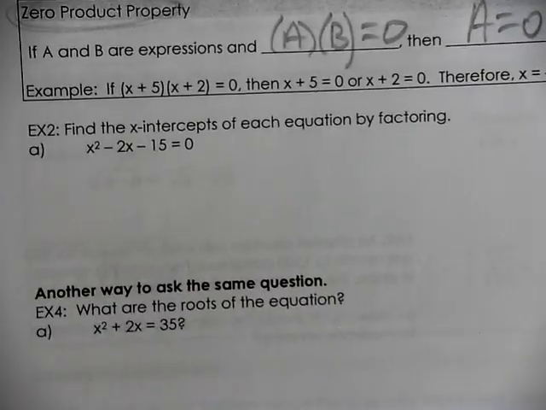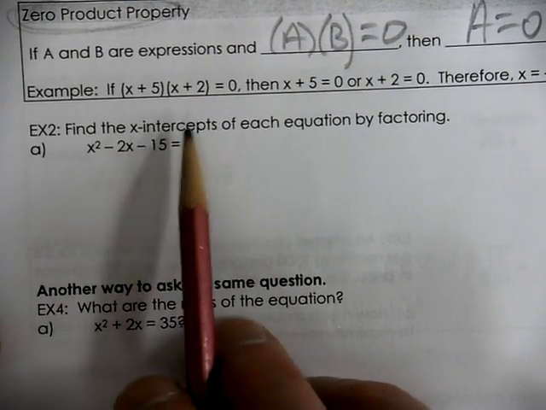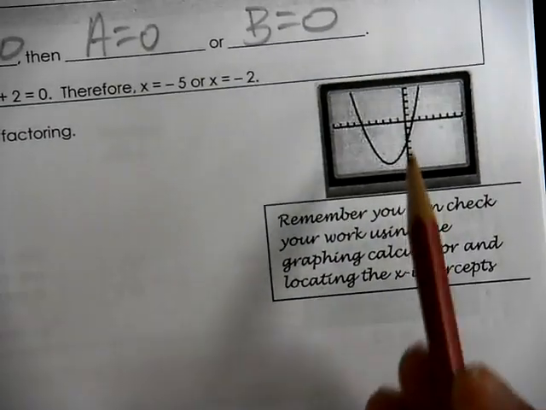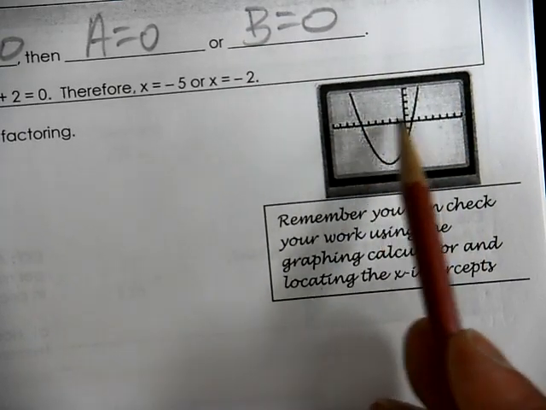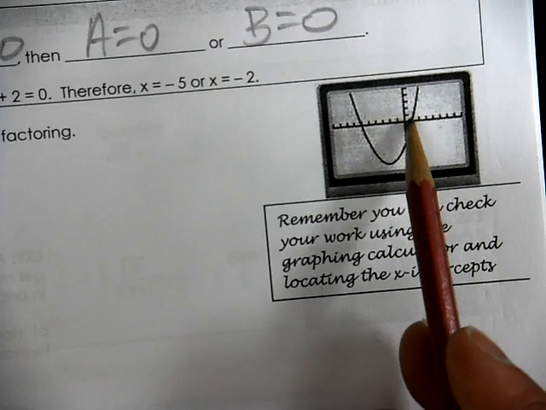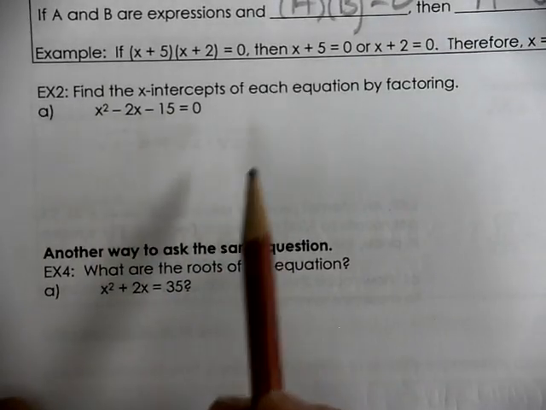Our first topic we're going to talk about is x-intercepts. X-intercepts, remember what a graph looks like. You have a parabola. X-intercepts are where the graph crosses the x-axis. That's what we're looking for. You can use factoring to do that.